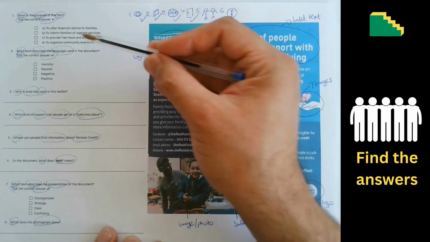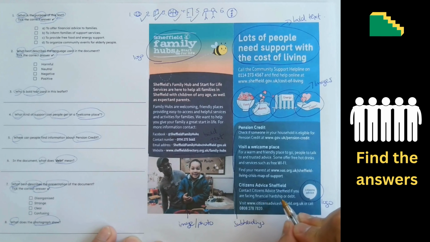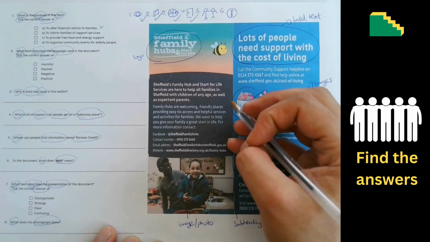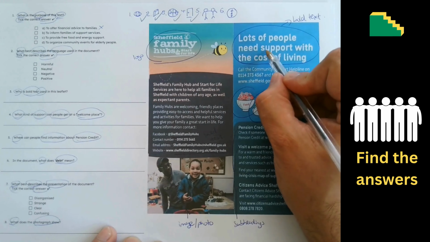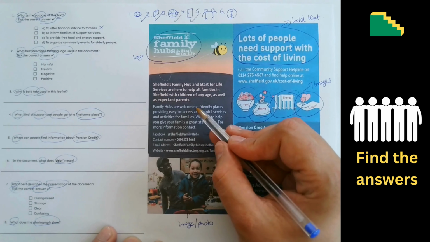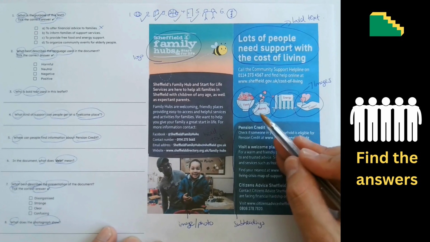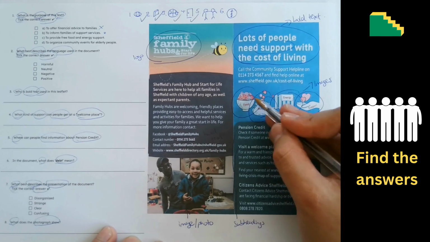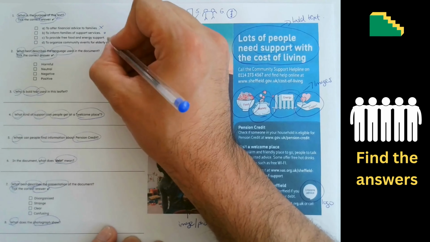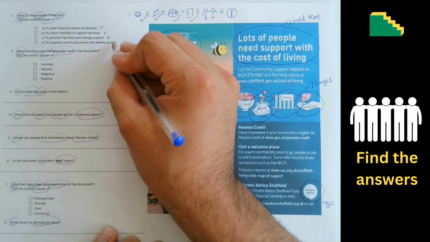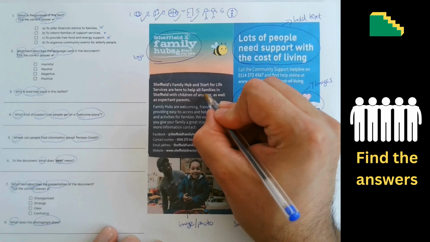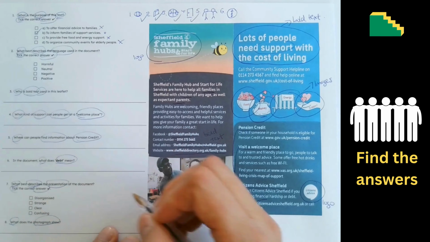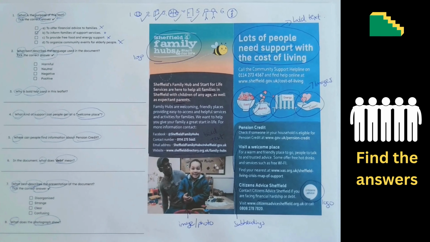So, we're thinking, is the purpose of text to offer financial advice to families? I don't think so, there's not much about that. But I believe it is to inform families of support services because there's lots of words that help us to understand that, like support and families is repeated throughout the document. So that's a possible answer. There's not much about providing free food and energy support. So we can say that isn't right either. And organised community services for elderly people? No, there's words like children and parents. So I can say it's to inform families of support services is the purpose of this.